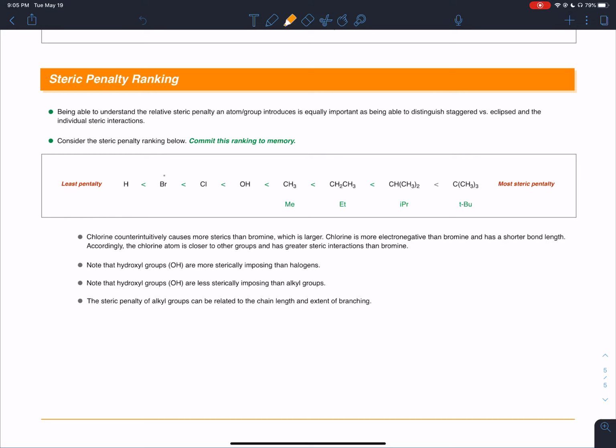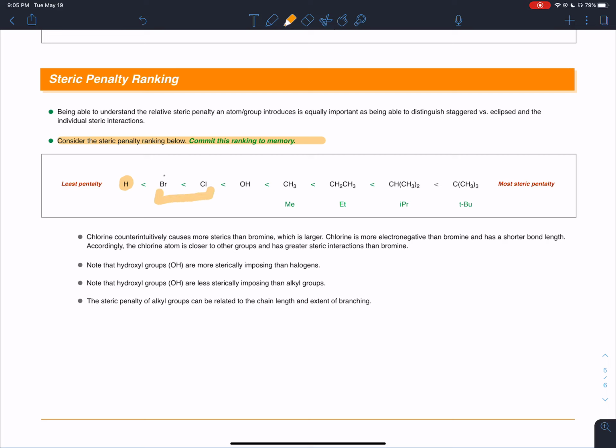Not every steric interaction is equivalent in the amount of energy introduced to the structure. So we're going to consider the steric penalty ranking below, and I want you to commit this to memory, okay? With a couple exceptions, it's pretty intuitive. Now, your hydrogen is considered to be the least sterically penalizing. It's a very small atom.